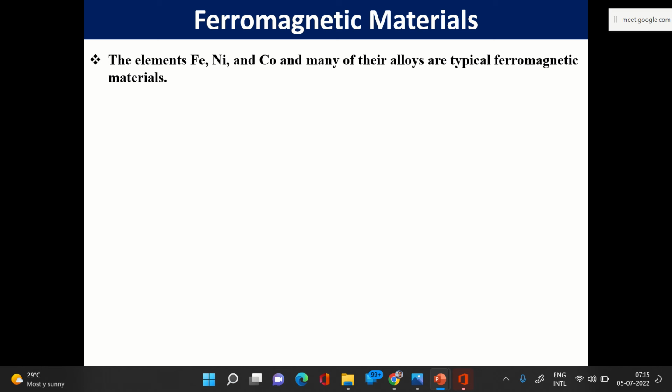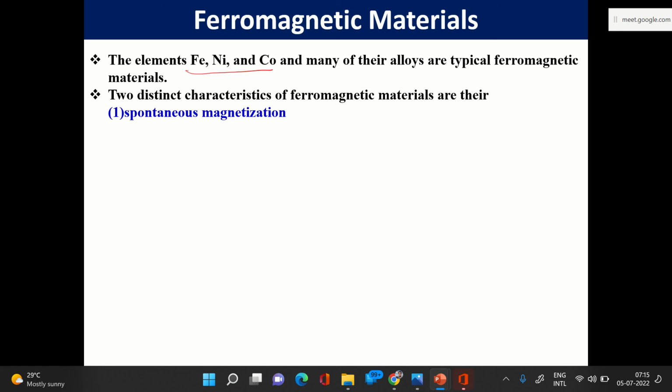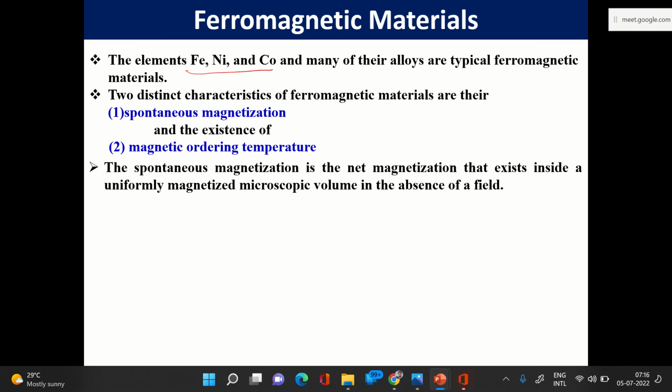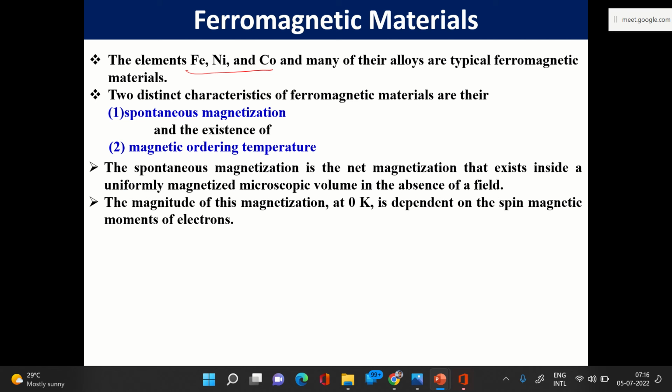So, typical ferromagnetic elements: iron, nickel, cobalt. That's what we were discussing. And the two features of these ferromagnetic materials are spontaneous magnetization and magnetic ordering temperature. So spontaneous magnetization, when we talk about this, it is what will exist on its own, that is, in the absence of a magnetic field. That is one.